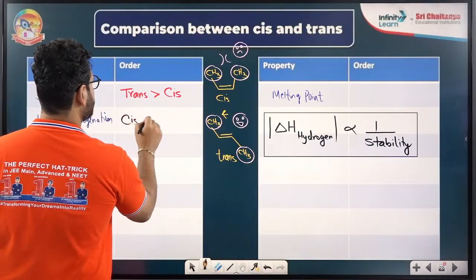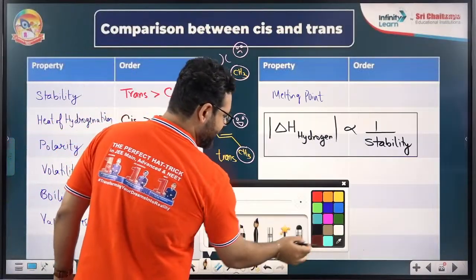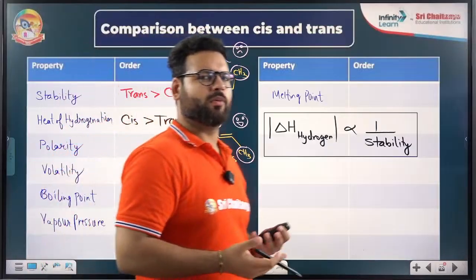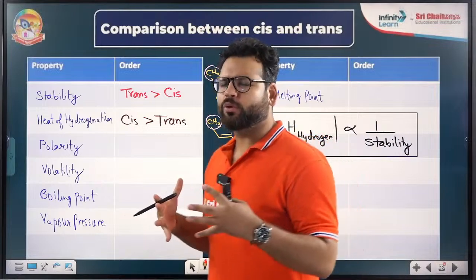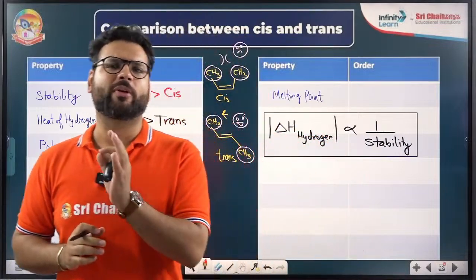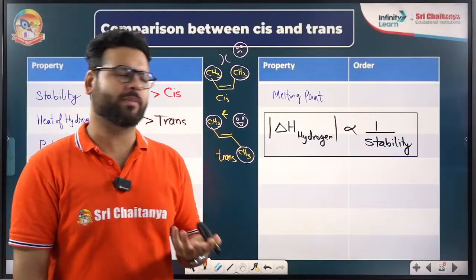Cis is better than trans. Polarity, beta, all of you know, depends on the dipole moment. Dipole moment is a vector. So whenever the vectors are adding up together, dipole moment will be high. Whenever vectors are cancelling out each other, dipole moment will be low.